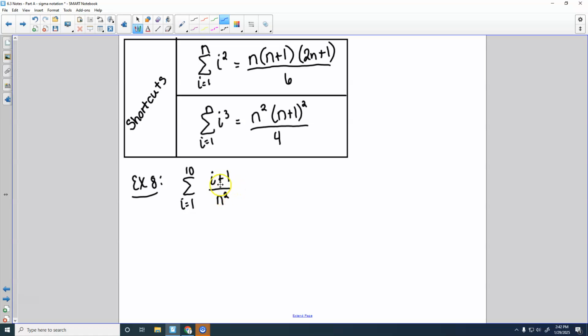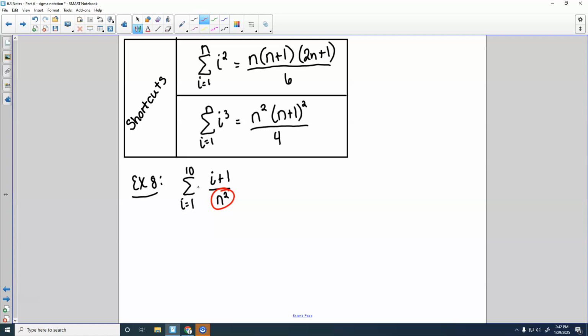So if I use the shortcut rules, first of all, this n squared is not the indexed variable. It's not the i in this case. What could I do with that n squared so I don't have to mess with it?